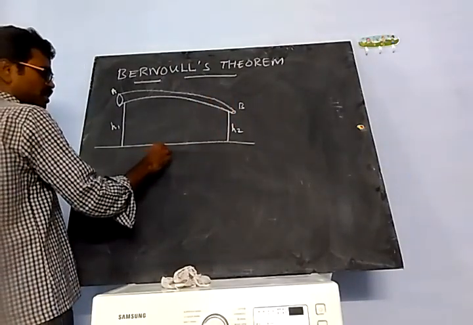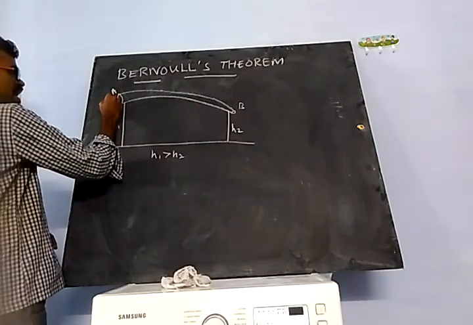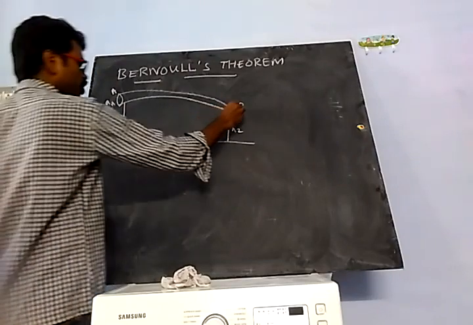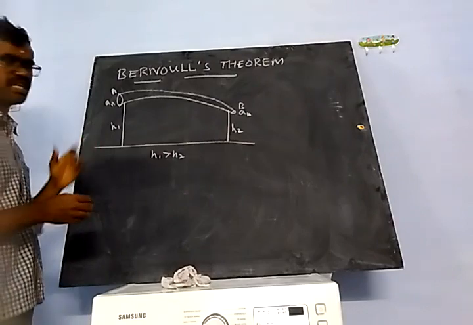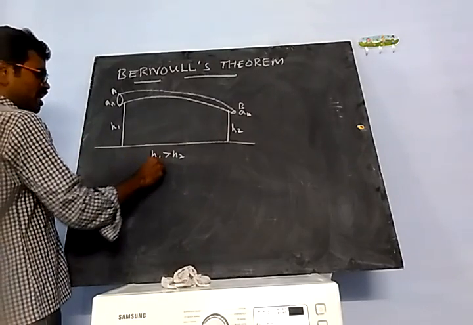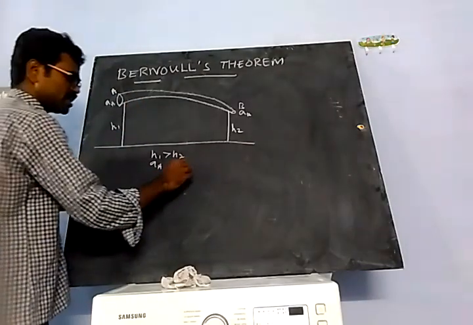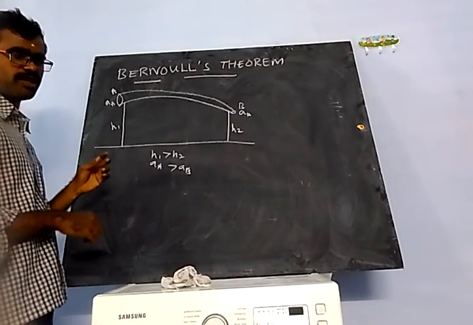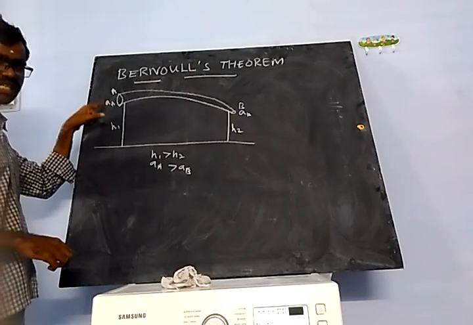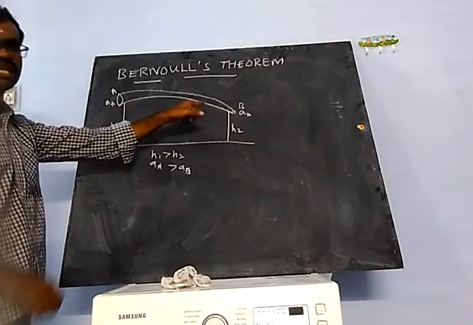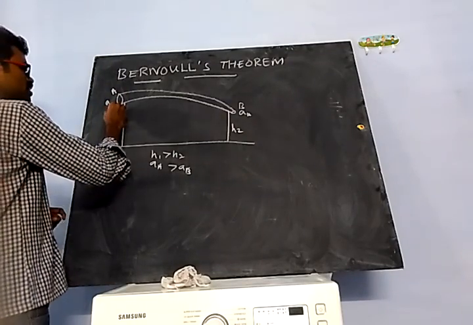Here h1 is greater than h2. Point A has area aA, and point B has area aB. Small a represents the area of cross section. Here aA is greater than aB. aA represents the area of cross section at point A, and aB represents the area of cross section at point B.